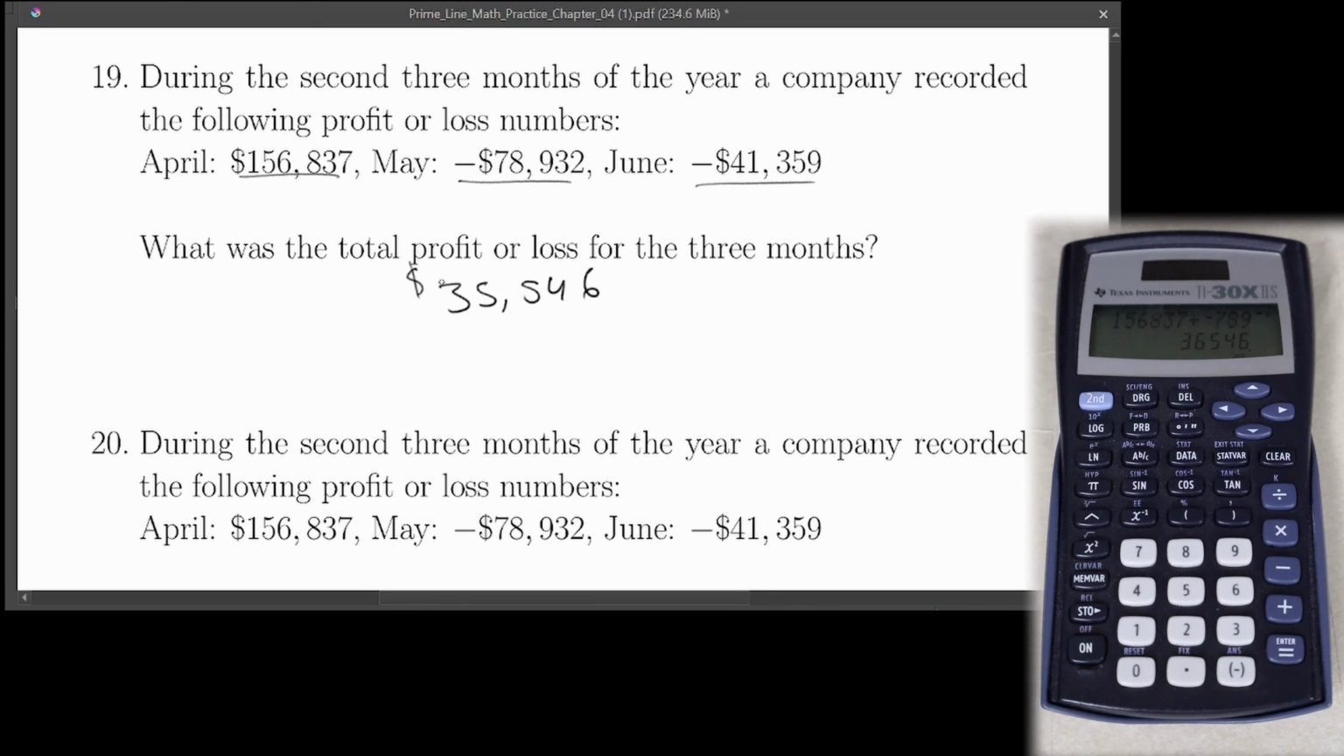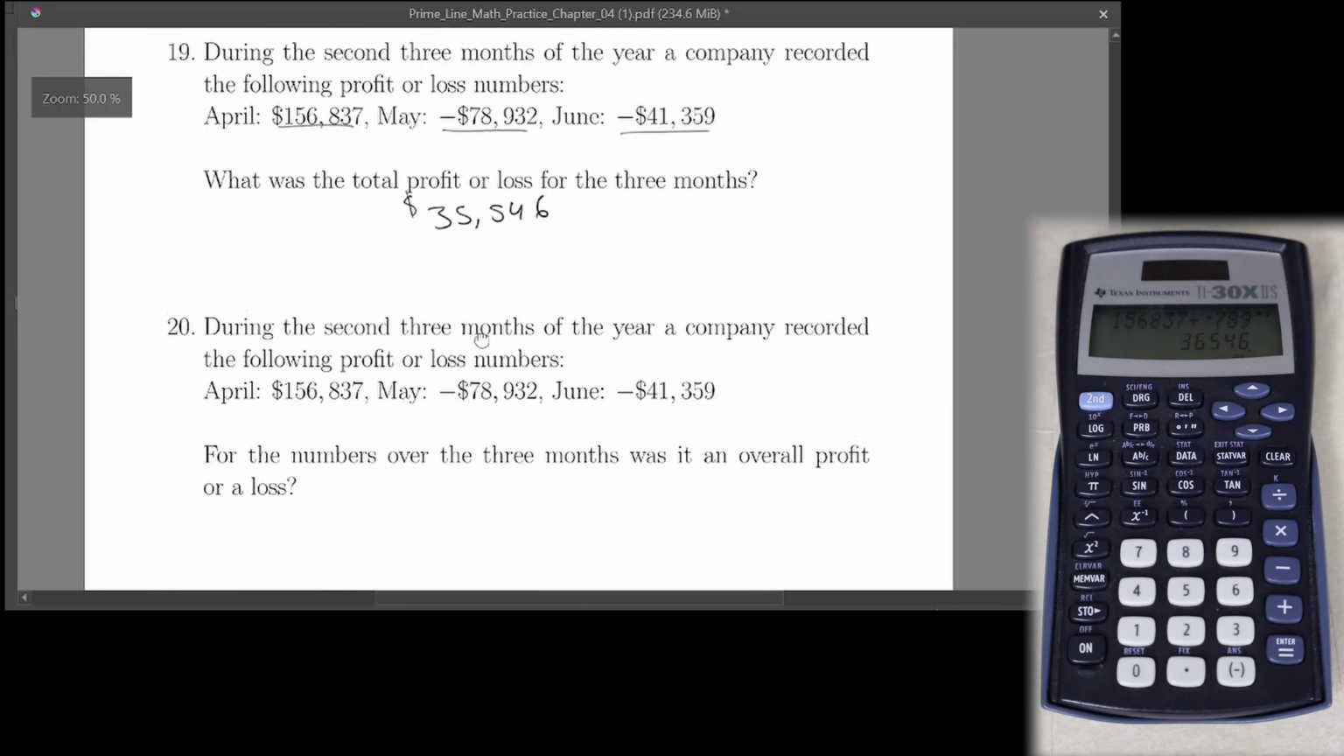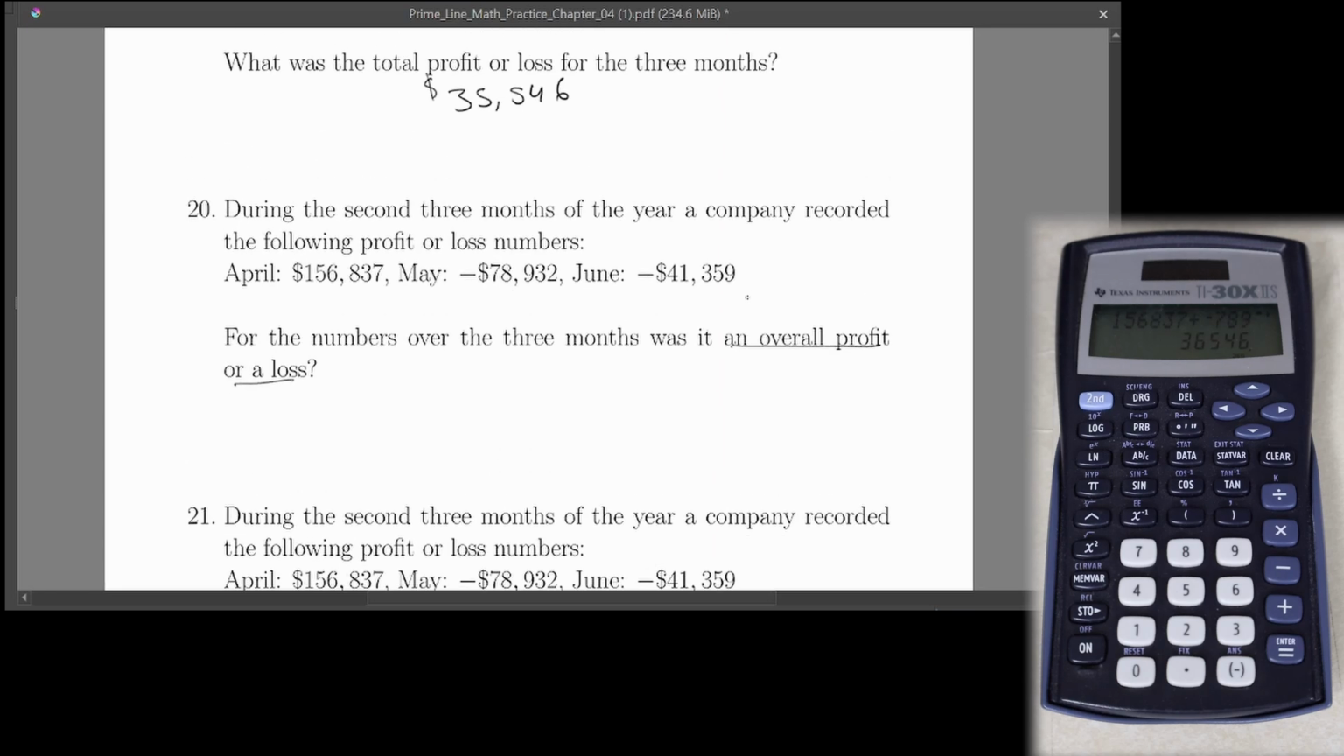Okay, was the total profit or loss? In this case, it's a positive value. Number 20, using those same numbers, was it an overall profit or loss? Well, because it was positive, we say it's profit.